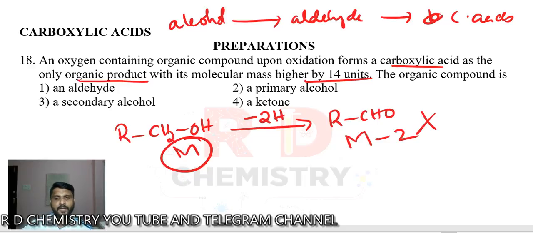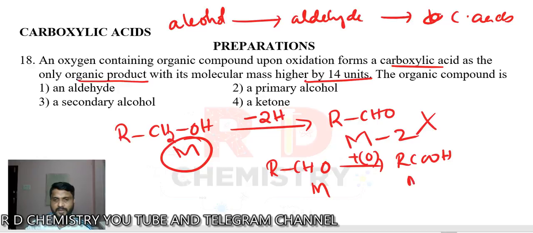Now, if I start directly with the aldehyde to give carboxylic acid, RCOOH. Suppose M is the molecular mass. We are adding one oxygen extra. That means M plus 16 it becomes, correct? Atomic mass of oxygen is 16. But they have given 14 units extra, so this is not the answer.